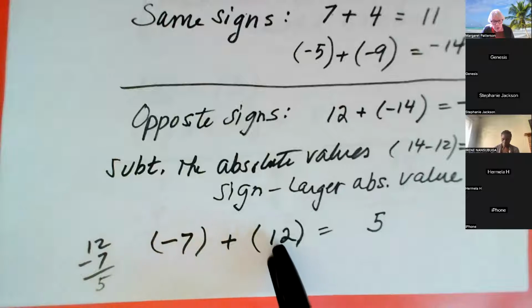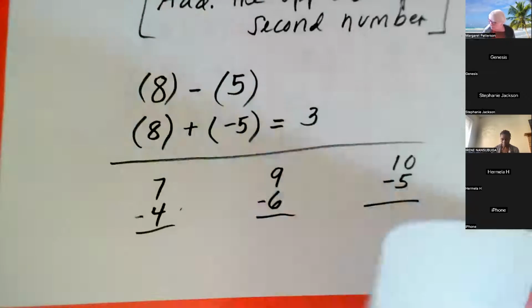So if you had these two, -7 plus 12, you have to subtract 12, take away 7, which is 5, but the positive one is the bigger one. So it ends up being +5.